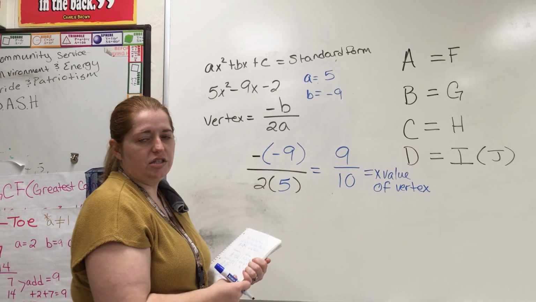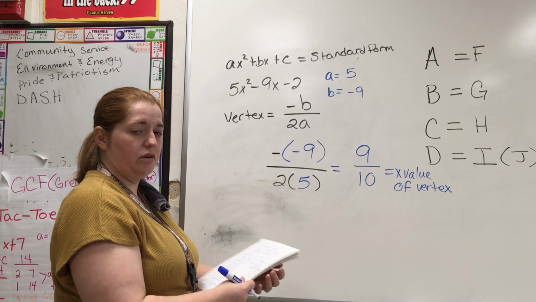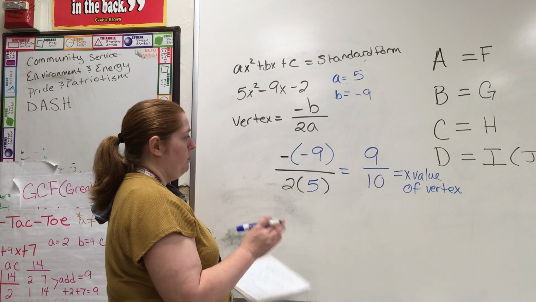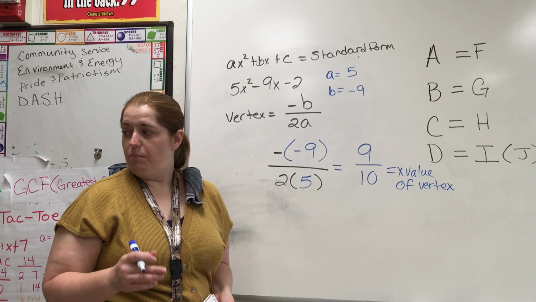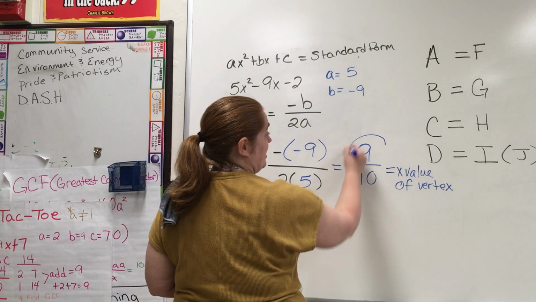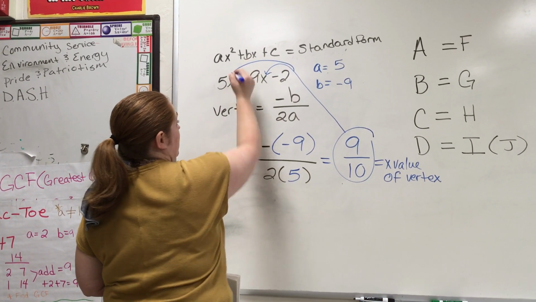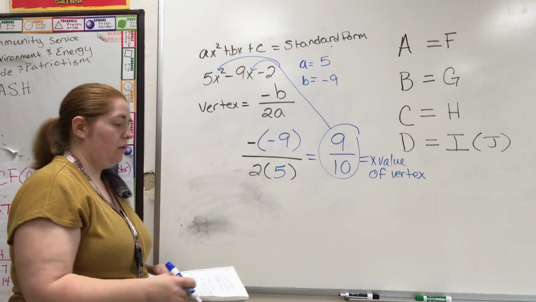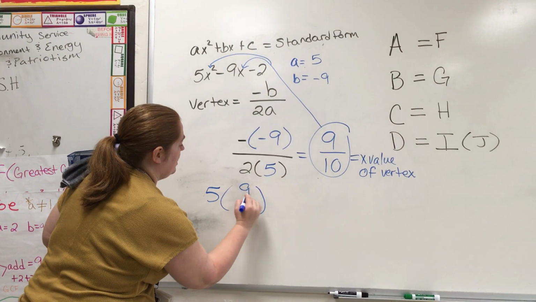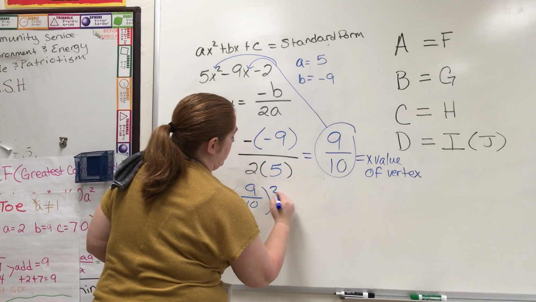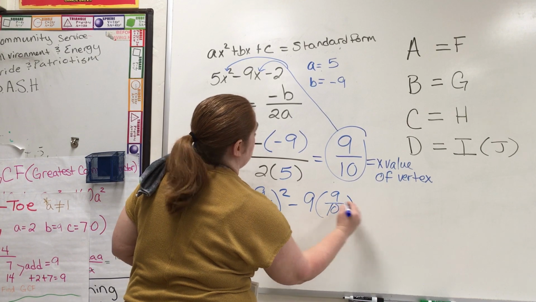Okay? And just FYI, feel free to pause, rewind, whatever you need to do to take these notes. Make sure that they're in your journal. Okay? So, this is only the x value. I still need the y value. But if it's the x value, then I can actually take this and plug it in to my x values in the equation. All right, so 5 times 9/10 squared minus 9 times 9/10 minus 2.